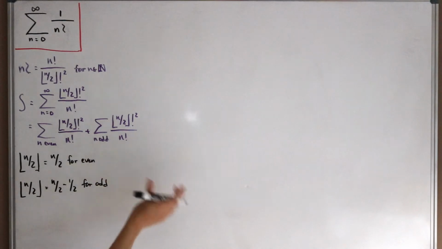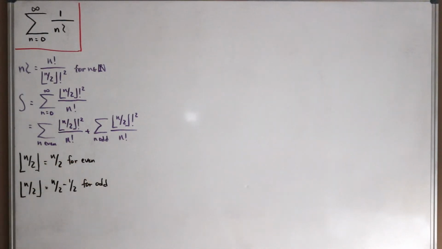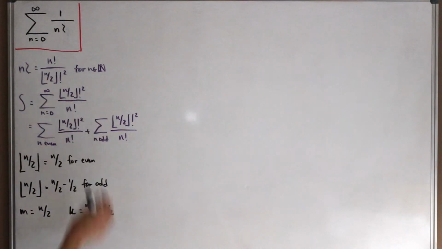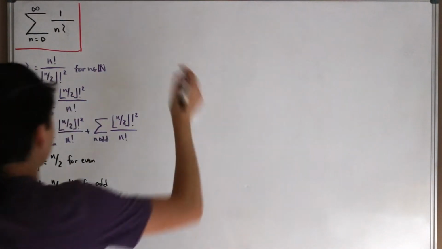So now let's call some variables and define these functions. Suppose we let m equal n over 2, and then we'll let another variable, which we'll call k, take into account the odd terms, so k is equal to n divided by 2 minus 1/2. Okay, so now let's substitute this back together. We'll focus on each of the sums one by one for even and odd, so we'll get to that eventually.